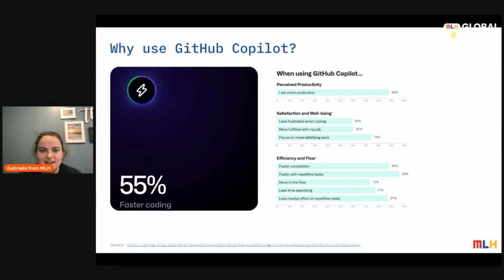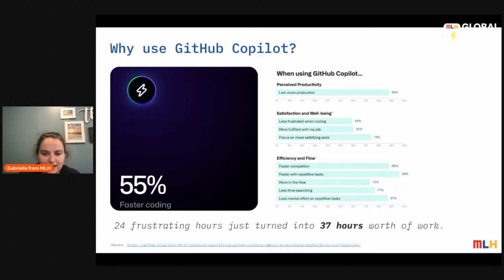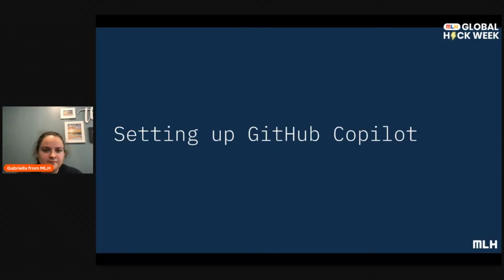GitHub Copilot is a lifesaver and makes things a lot more satisfying and seamless to go through the development process. So essentially, if you're working on a hackathon too, with these levels of productivity, you might be able to get 37 hours worth of work done in just 24 hours. That used to be pretty frustrating, battling debugging demons at 2 a.m. during a hackathon. But with Copilot, that can make your process a lot easier.